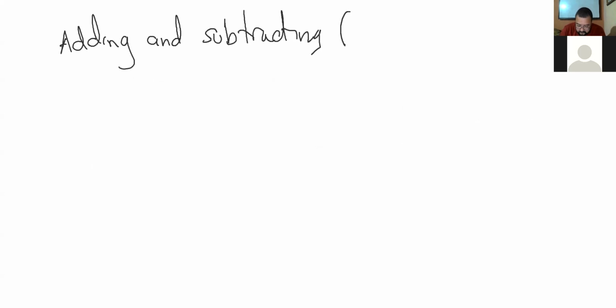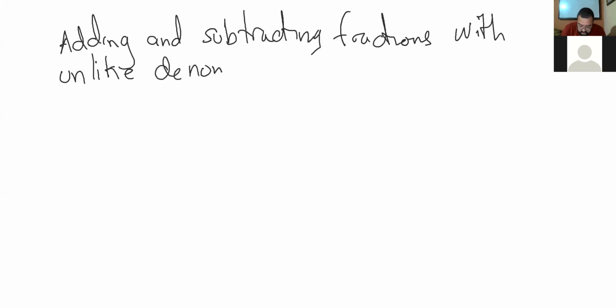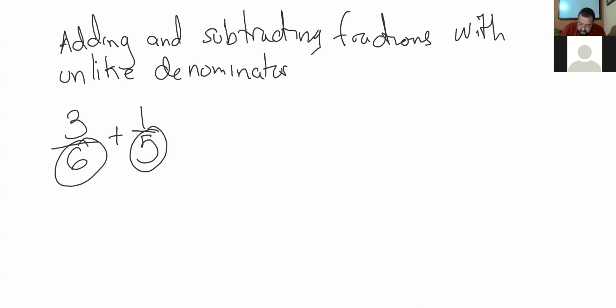Okay, the following lesson is adding and subtracting fractions with unlike denominators. Okay, the example is the following: 5/6 plus 1/5. As you can see, we have different denominators.